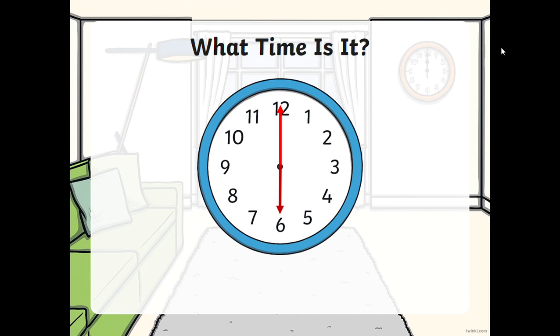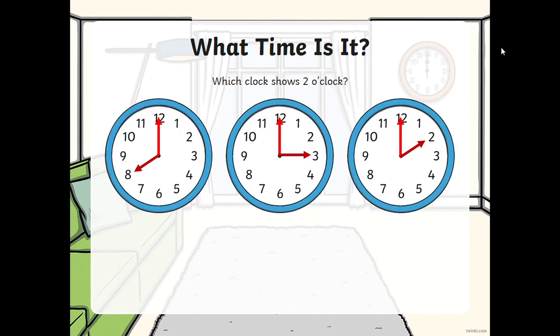Now this one is a tricky one. The big hand is on the 12, the little hand is on the 6. So what time is it? It is 6 o'clock. This time the big hand is on the 12 still, but the little hand is on the 9. So what time is it now? 9 o'clock. Now this one is to catch you out. Both of our hands are on 12. 12 o'clock.